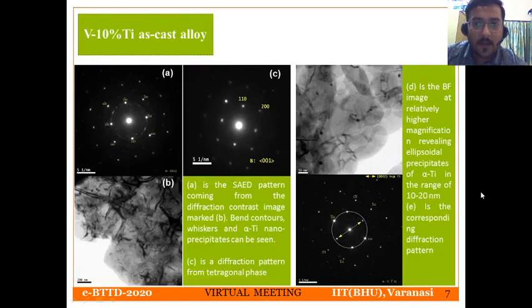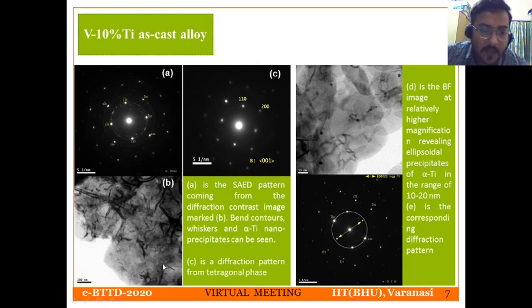The next part of the presentation will be focused on the effect of titanium, and these are the results from the vanadium 10 weight % titanium as-cast alloy, where we can find the 001 zone axis pattern and the corresponding bright field image. We can find alpha titanium precipitates along with random bend contours, which are due to the solidification shrinkage, also viscous-shaped morphology.